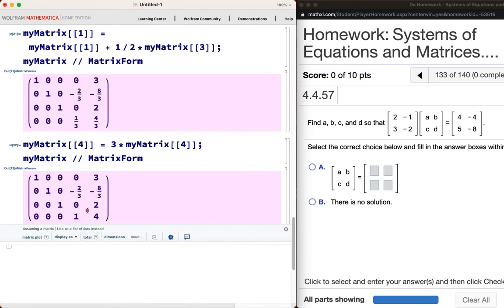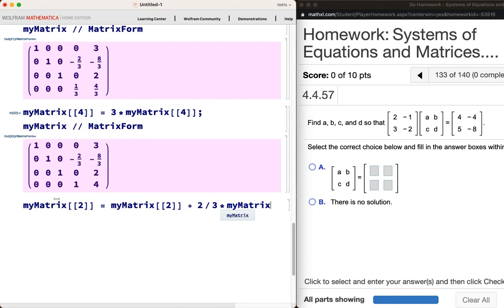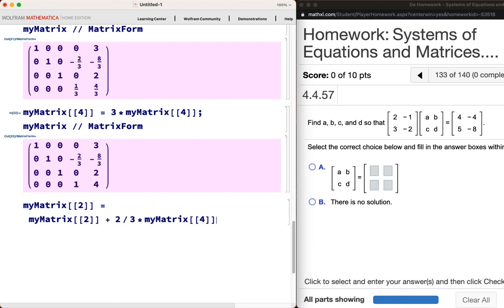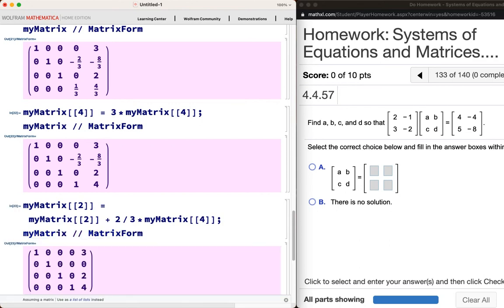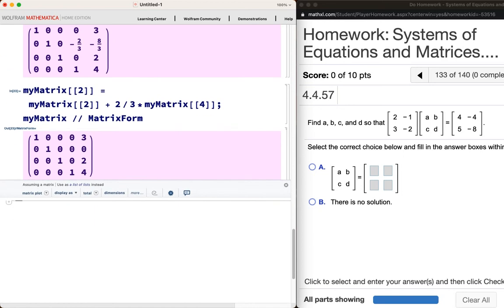And things are looking good. I have a 1 here, 0, 0, but this has to get changed into a 0, right? How do you do that? Well, we're manipulating the second row, so my matrix second row is equal to my matrix second row plus 2/3 times my matrix. Where's the magic 1? The magic 1 is in the 4th row. Okay, and there you have it.